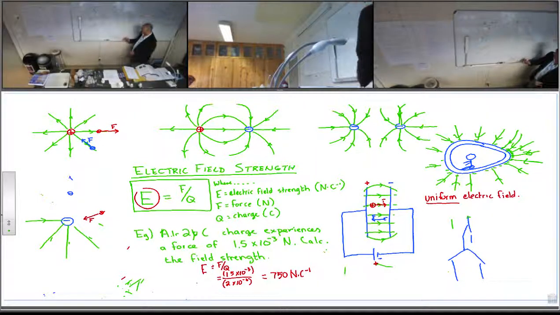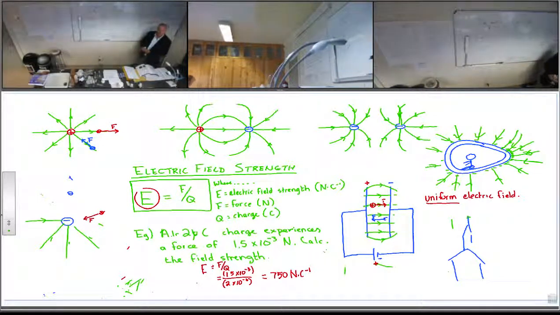So you need to give a direction. You don't know where the field's running. I haven't given you enough information, so you simply say from positive to negative. Yes.